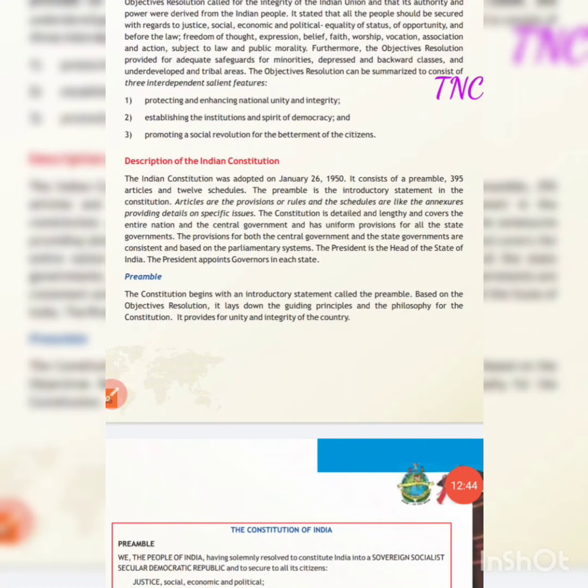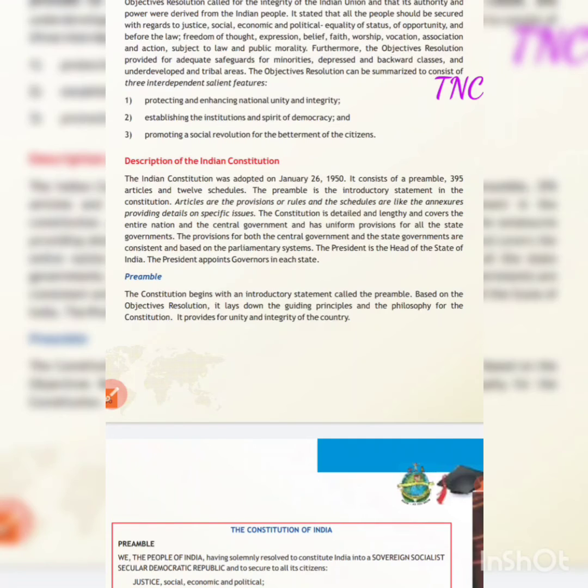description of Indian Constitution. Indian Constitution was adopted on Jan 26, 1950. It consists of a preamble, 395 articles and 12 schedules. Please be updated. Check out how many articles, how many amendments, how many schedules, how many parts Indian Constitution has till date. Preamble is the introductory statement.